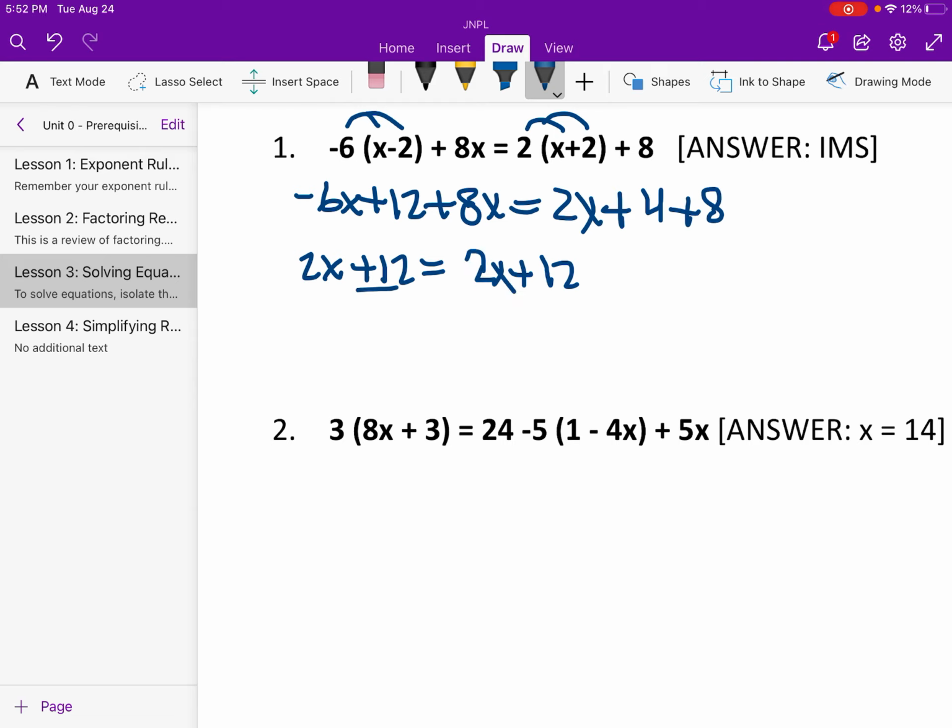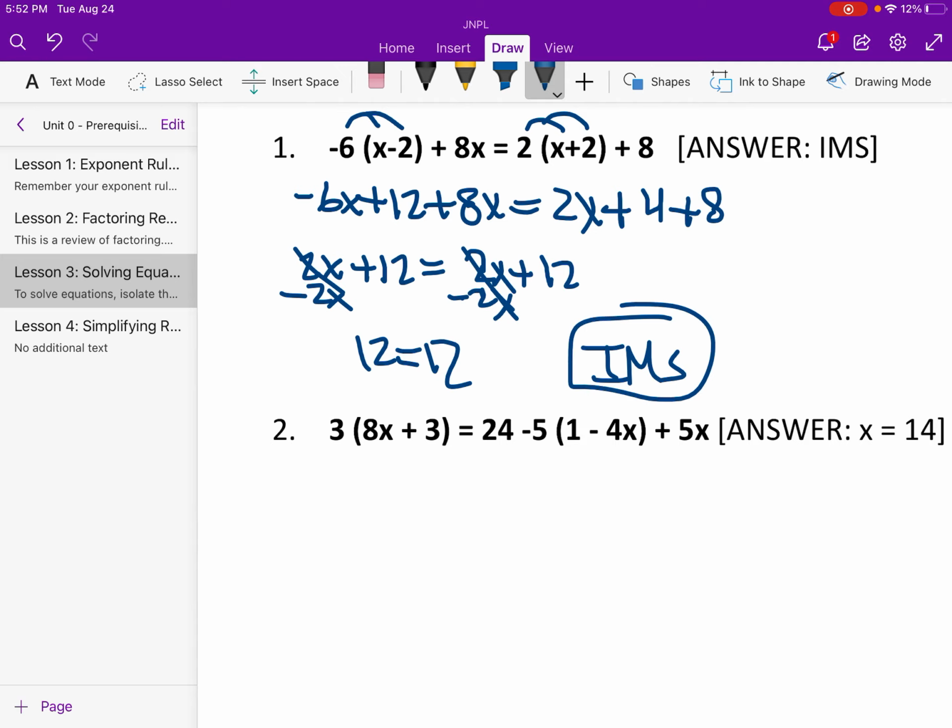And right now, since we have the exact same thing on both sides, we don't even really have to do anything else, because that's going to be infinitely many solutions. But just to show you how that is, you subtract the 2x, and that cancels them out, because that means 0x. And then 12 equals 12. And whenever you have a true statement like that, that means infinitely many solutions. So any solution works for that.